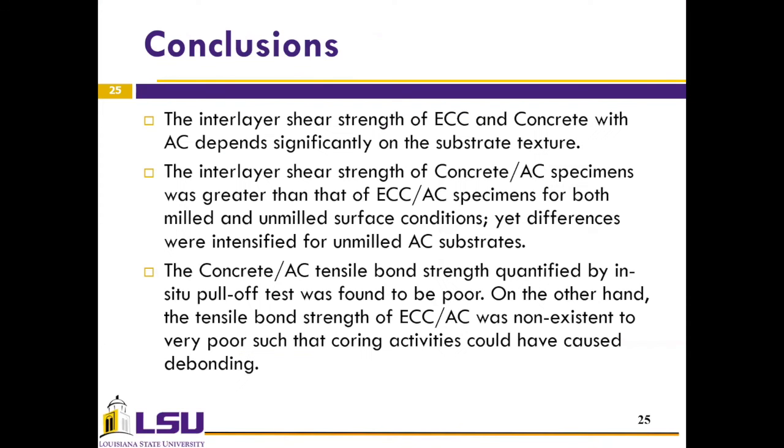Finally, our conclusions. The interlayer shear strength of ECC and concrete with AC depends significantly on the substrate texture. The interlayer shear strength of concrete AC specimens was greater than that of ECC AC specimens for both surface treatments, milled and unmilled. Yet differences were intensified for unmilled AC substrates. The concrete AC tensile bond strength quantified by a pull-off test was found to be poor. On the other hand, the tensile bond strength of ECC AC specimens was non-existent to very poor, such that coring activities could have caused debonding.